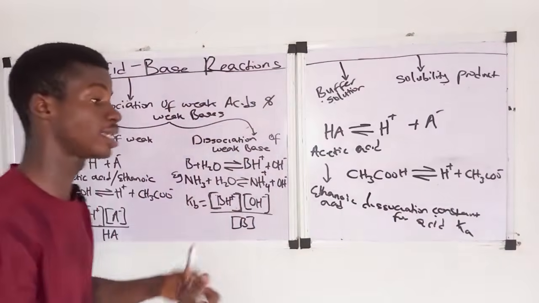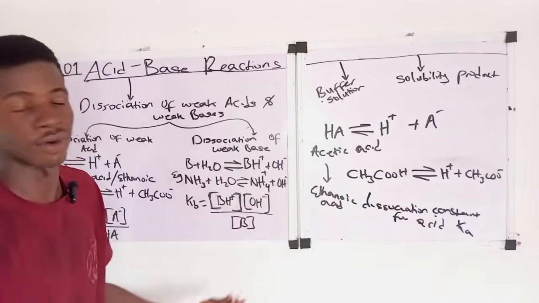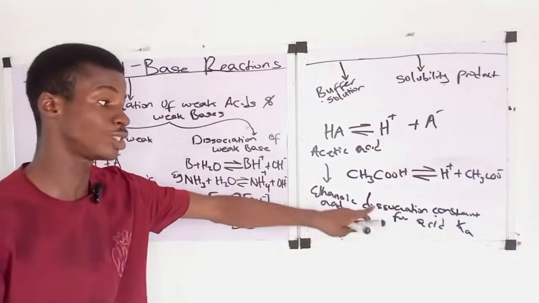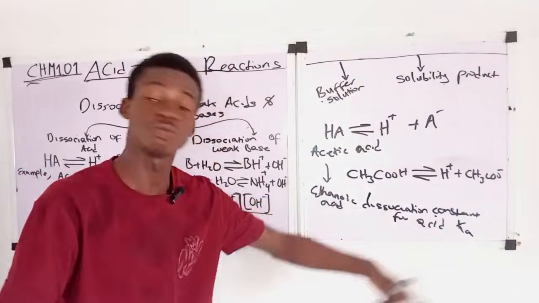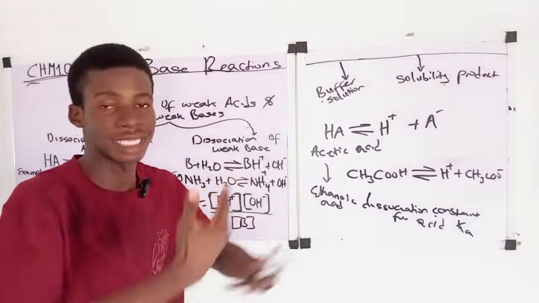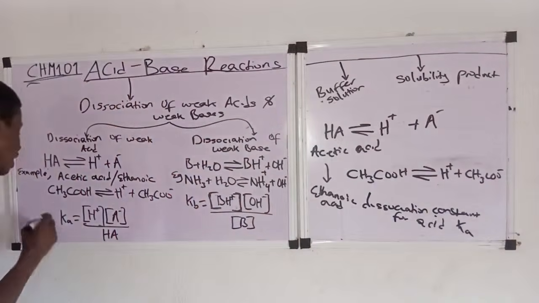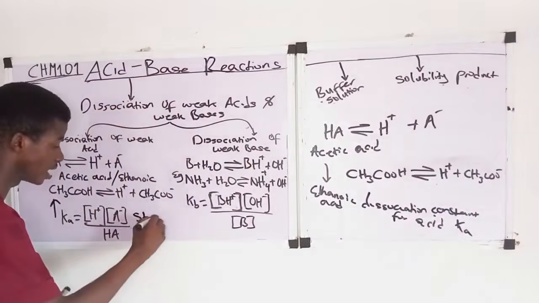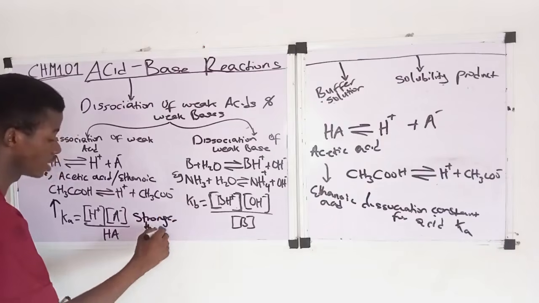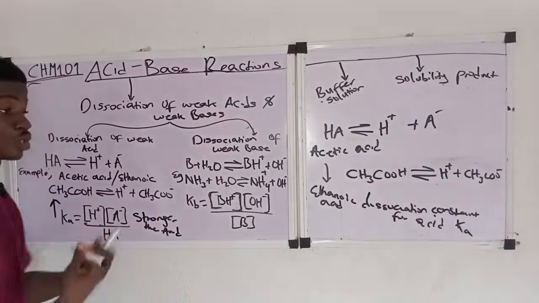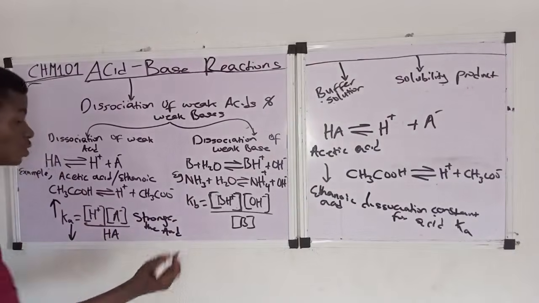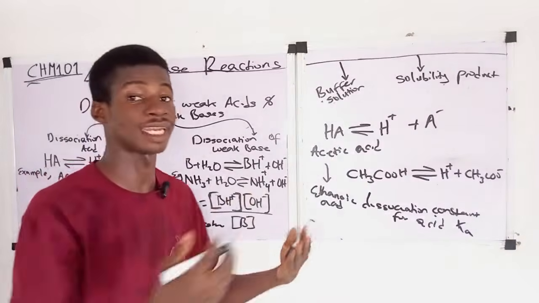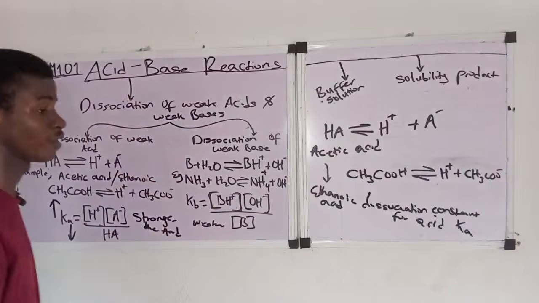Now, what does it do? Ka helps to measure the strength of an acid. Ka means dissociation constant for acid. The higher the Ka value, the stronger the acid. The lower the Ka value, the weaker the acid. So Ka helps to measure the strength of an acid.